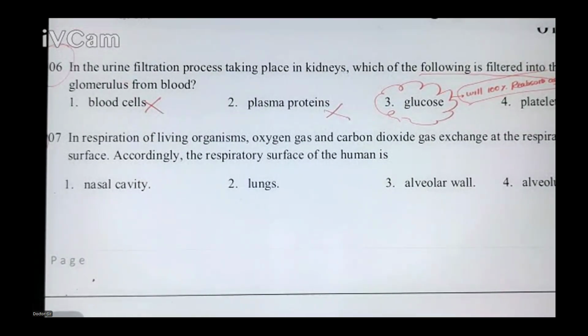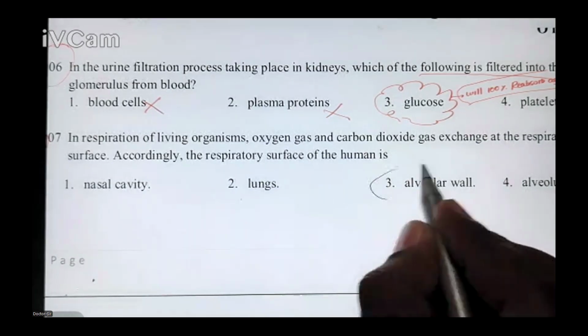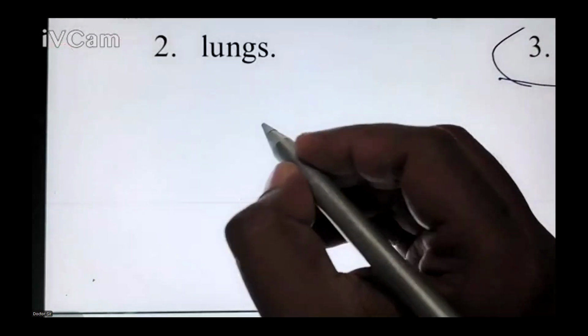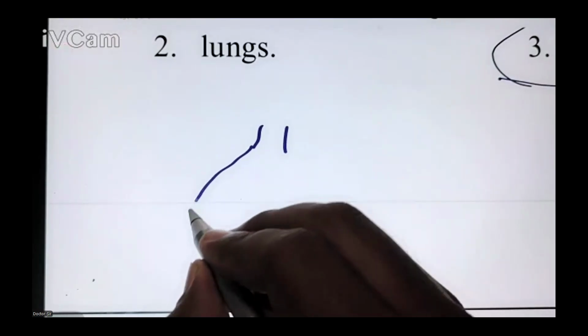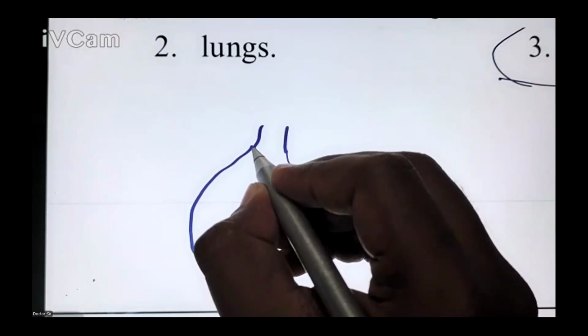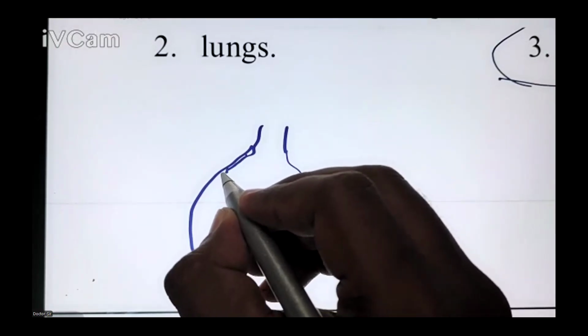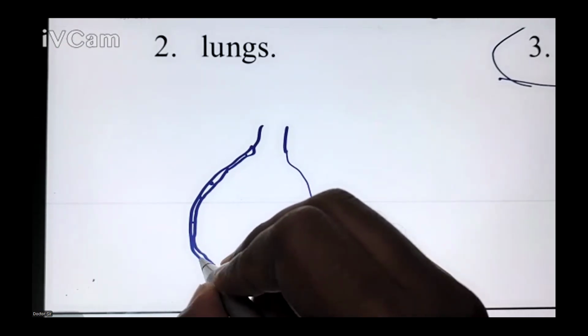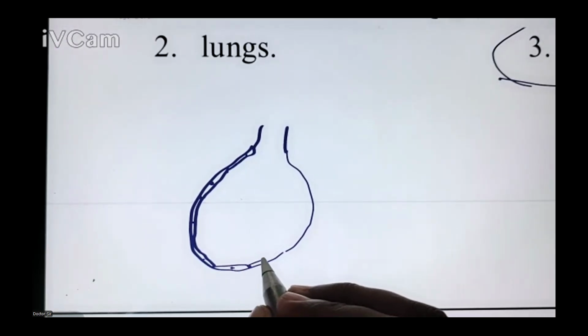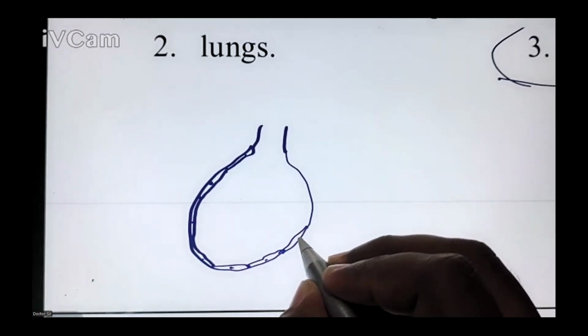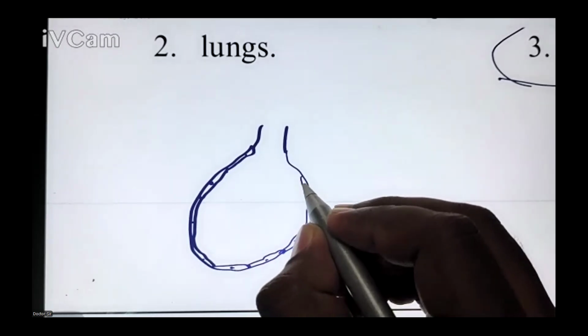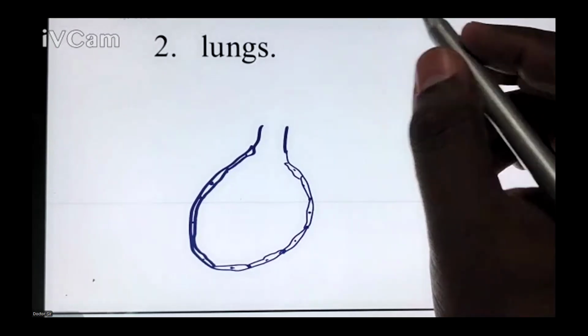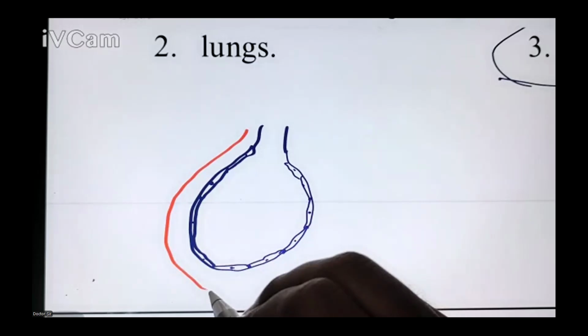The respiratory surface, where they exchange the gases, is mainly the alveolar wall. So what are the features of the alveolar wall? I will draw the alveoli. This alveolus basically has a very thin wall, made of very thin epithelium.